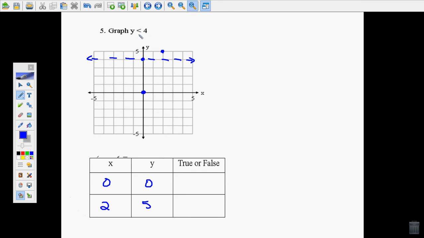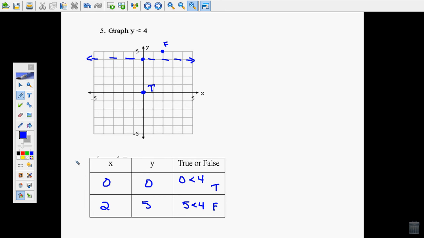So let's put in 0, 0. Well, there's no place to put the x, so we're only putting in the y part of this. So is 0 less than 4? Is that true or false? Okay, that's true. So 0, 0 is true. What if we put in 2, 5? Again, there's no place to put the 2, but the 5 goes where the y's at. So this would be 5 is less than 4. Is that true or false? That's false. We want to shade in the side that's true.